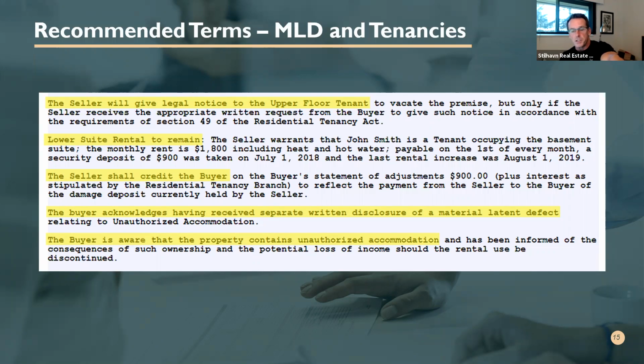You can't just rely on that clause, which a lot of people do, as your disclosure of material latent defect. The reason I included this one as well is because as the buyer's agent, I want to make sure that the buyer is aware of the consequences of owning an unauthorized accommodation, that they could lose that income. So that's a cover-your-ass clause. That's why both of those are there.